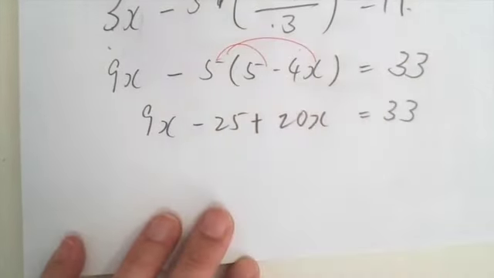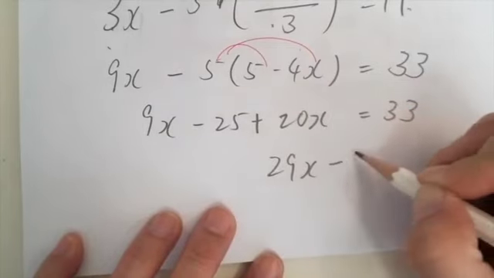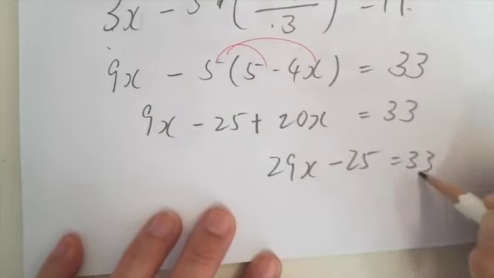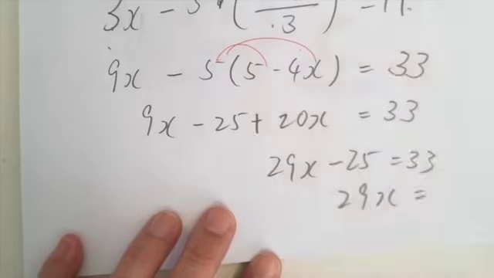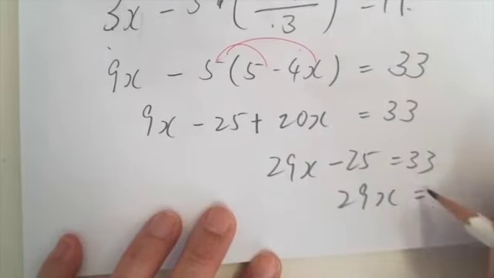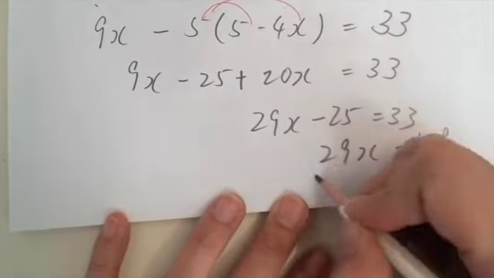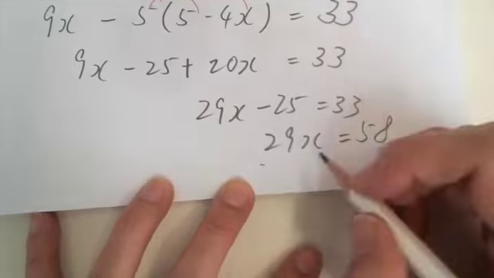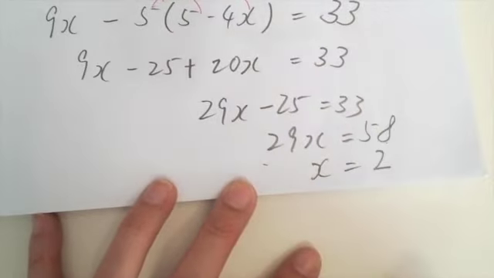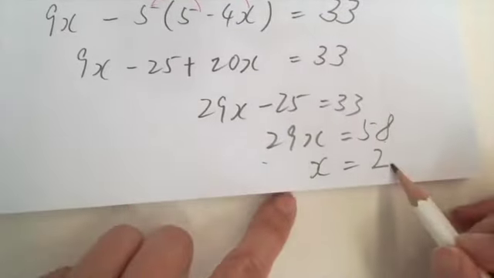Moving on, we continue to do it. We got 29x minus 25 equals to 33. 29x equals to 58. And then both sides divided by 29, x equals to 2. Sorry, it's not finished yet because we need to find y.